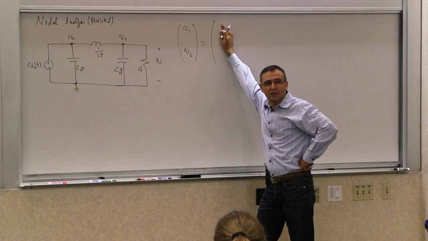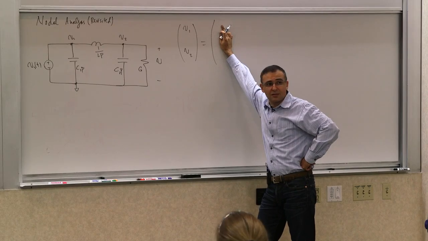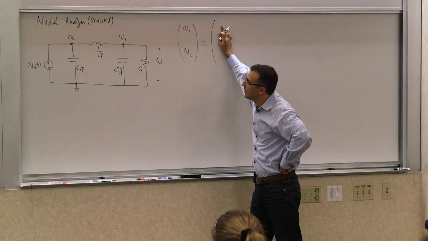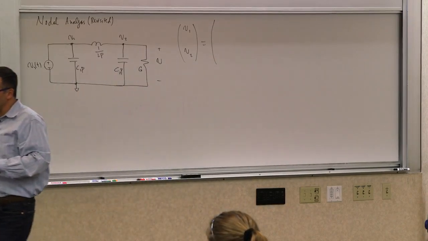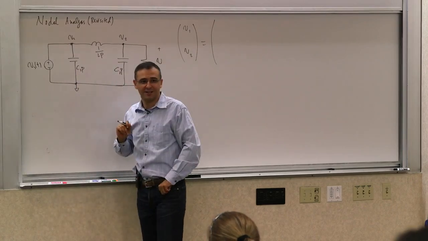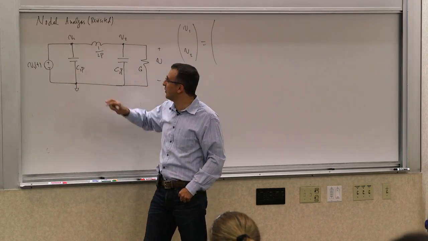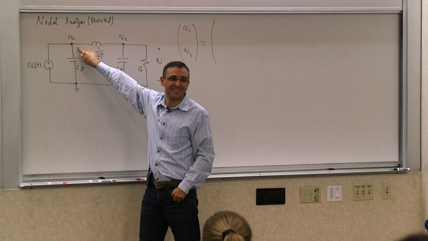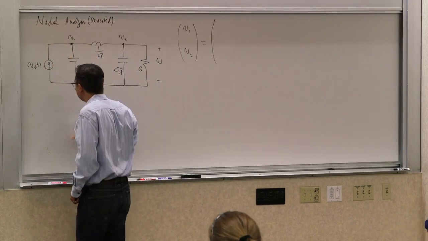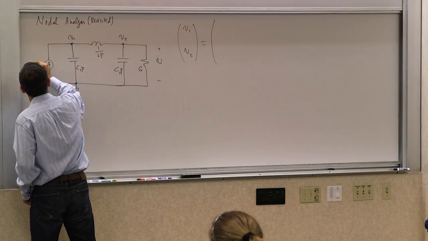How did we do the diagonal terms? All the conductances attached to the node, right? So C1p. Oh, wait a second. Actually, there's something a little bit wrong with this. This has to be a current source. Why does it have to be a current source? Because if it's a voltage source, this voltage is already determined, right? Yeah. No, my bad. So it should be IS of t.